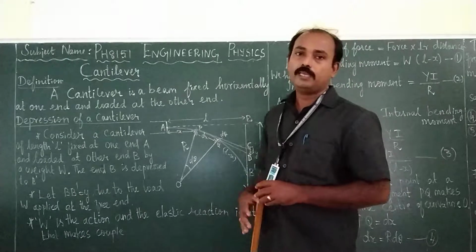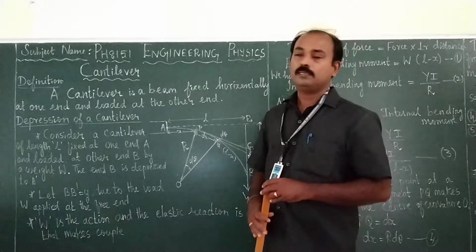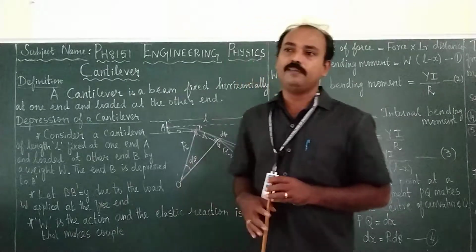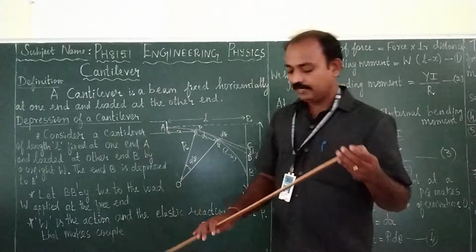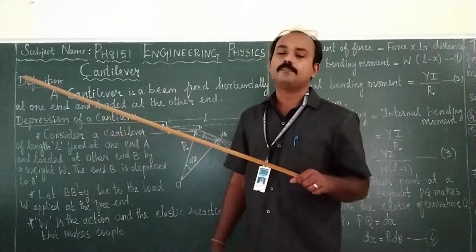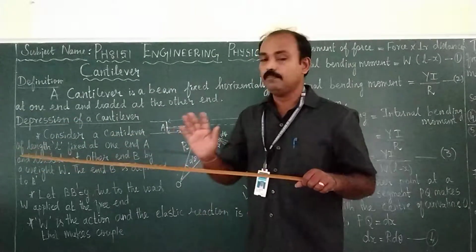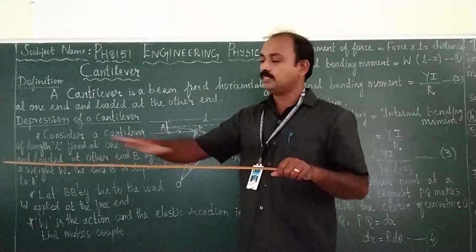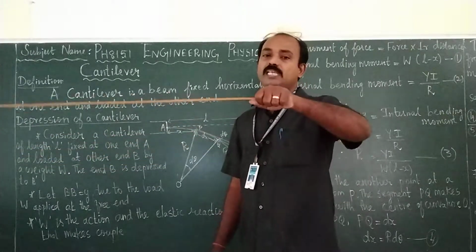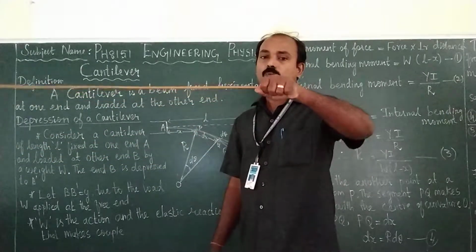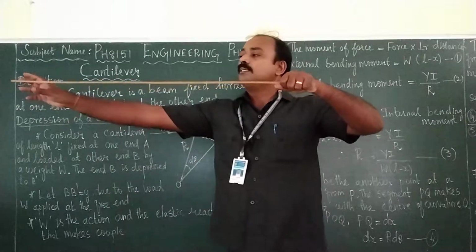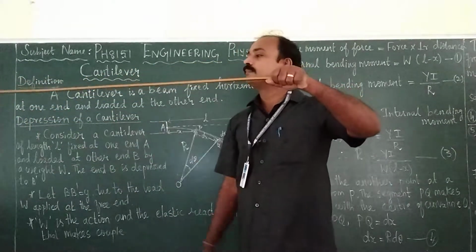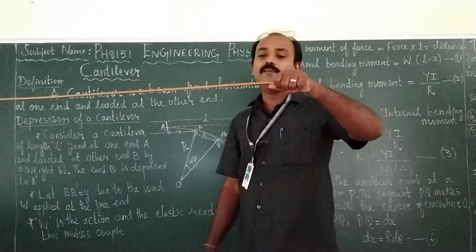Today I am going to explain the cantilever. So what is a cantilever? A cantilever is a beam that is in a horizontal position, whose one end is fixed and the other end is loaded. This is a cantilever.